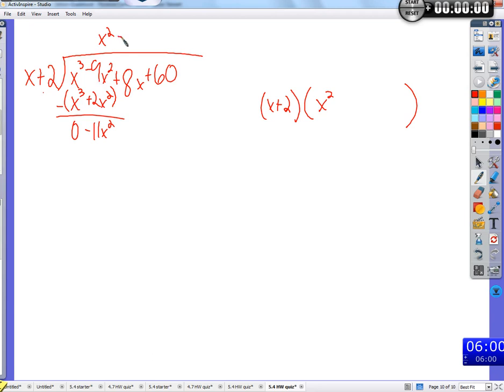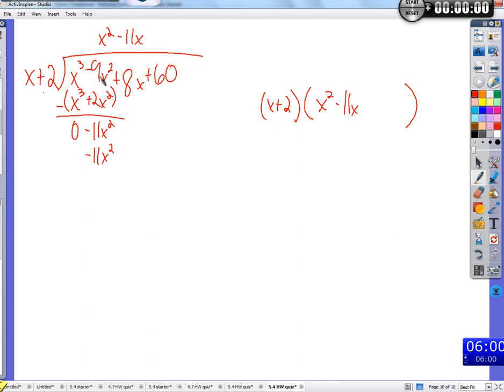The next thing we put in here, we'll make it a negative 11x. Next thing that we multiply by will be a negative 11x, so that negative 11x times x is negative 11x squared. So now we have it set up in such a way that x squared times x is x cubed, and x squared times 2x is 2x squared, but this negative 11x times x is negative 11x squared, so that 2x squared minus 11x squared is negative 9x squared.